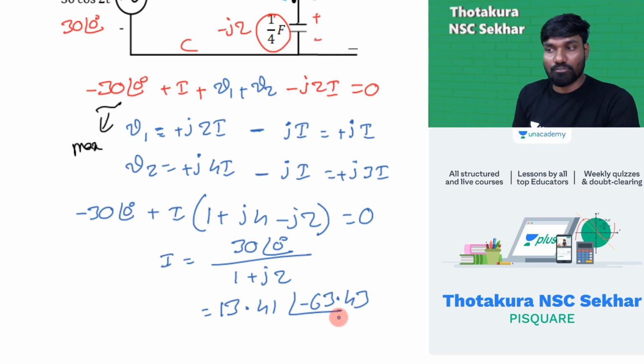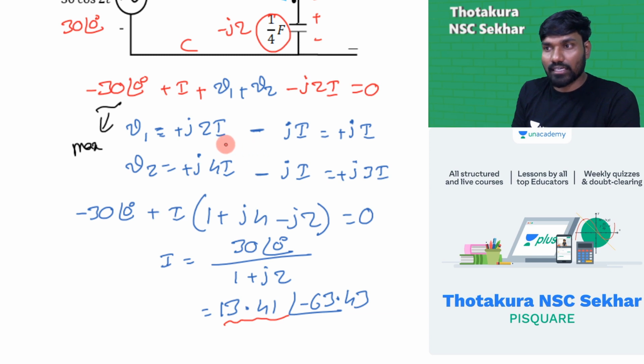This will be the answer for what? This is the current value. Now tell me, I have chosen here a maximum voltage. So this current is the maximum value of the current, because I have taken here maximum value. If I would have taken here RMS value, this would have been the RMS current. Okay. Next one.